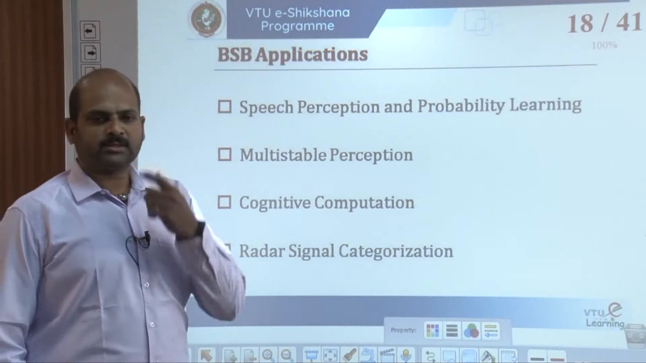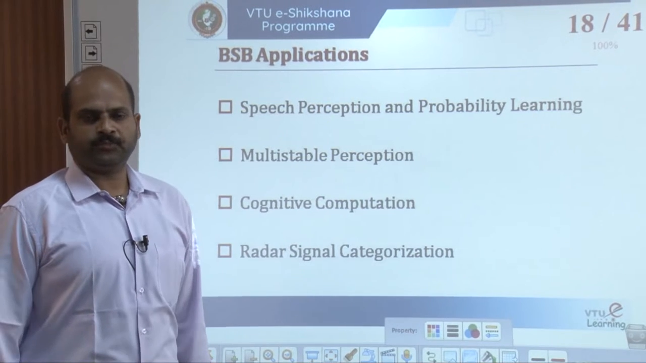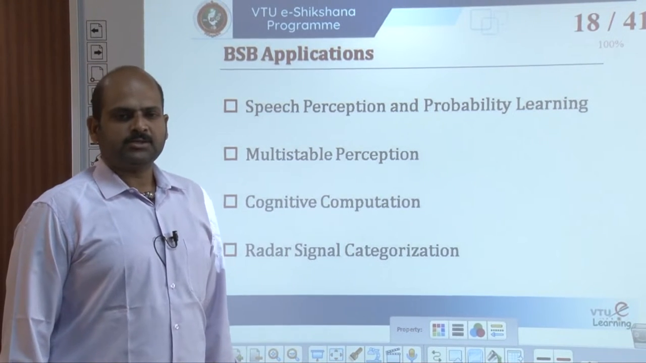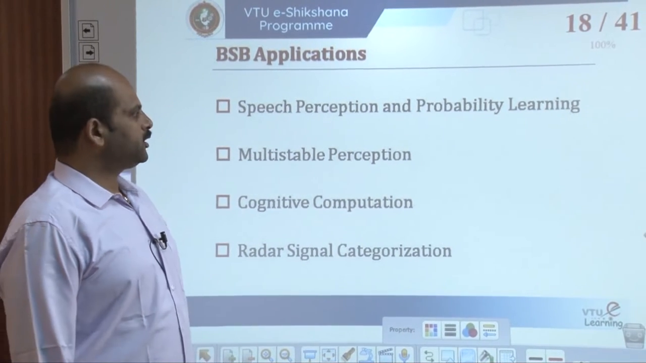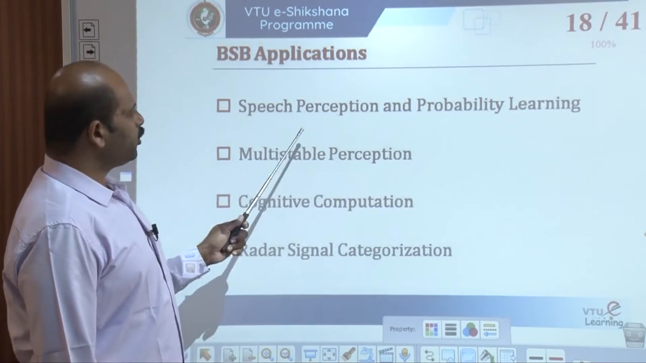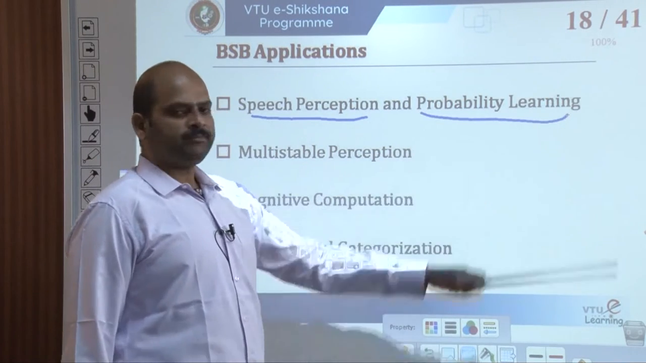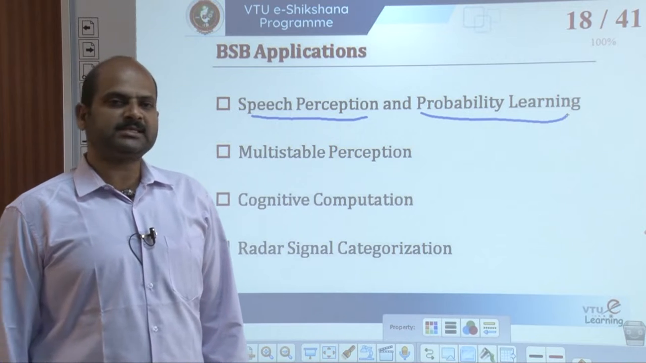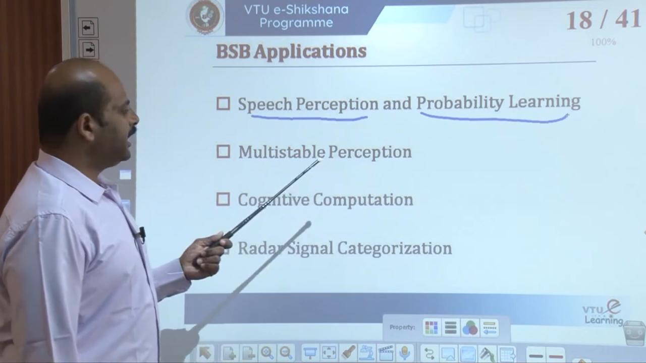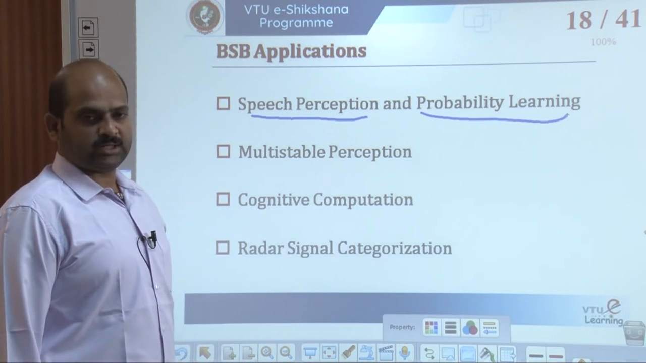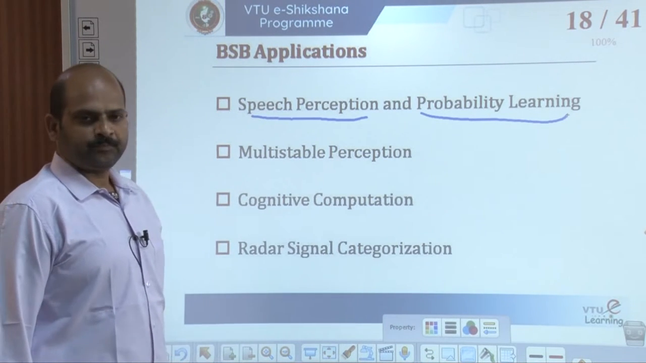As we are aware, the brain-state-in-a-box neural network model is auto-associative. It has plenty of applications. BSB has been applied to speech perception and probability learning, which in turn lead to multi-stable perception, cognitive computations, as well as radar signal categorization. These are the applications present under this particular model.